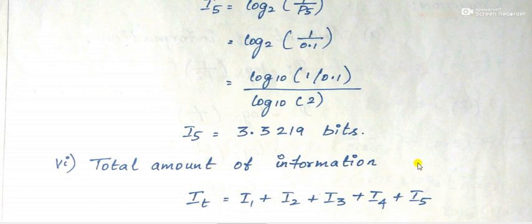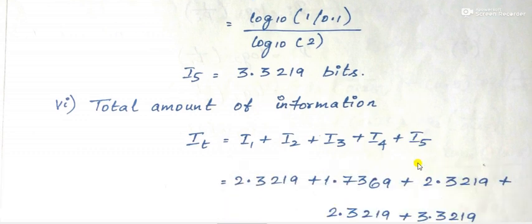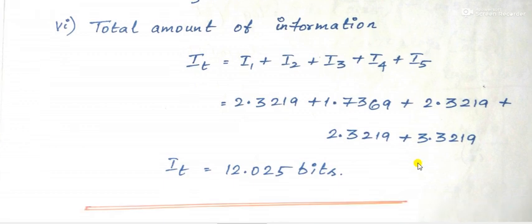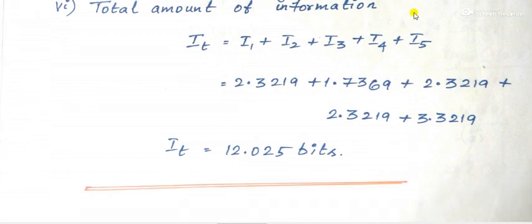So what is our objective? To find the total amount of information. We add I1 plus I2 plus I3 plus I4 plus I5. So the total amount of information is equal to 12.025 bits. These are the units, which is also very important. Thank you.